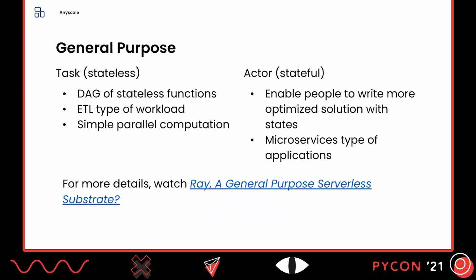For example, RayTune is primarily written with actors, and it uses a parameter server that is implemented using actors. Also, microservices type of applications can be written as actors. For example, RayServe is written primarily with actors, and there are also many other actor frameworks like Akka or Dapr.